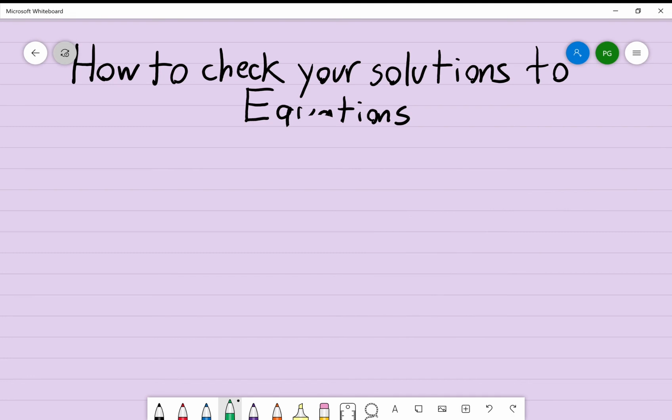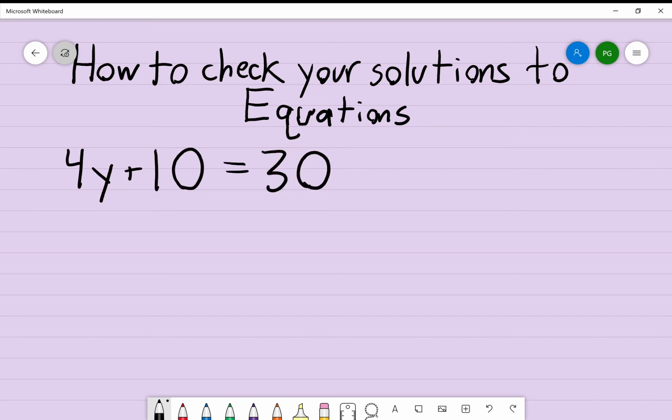Let's say I erased part of my title. Let's say that I give you 4y plus 10 equals 30. And here I'm going to make your life easier for you. I'm going to tell you the solution, y equals 8. My only request is that you check the solution. See if I'm wrong. Alright, well, let's solve.